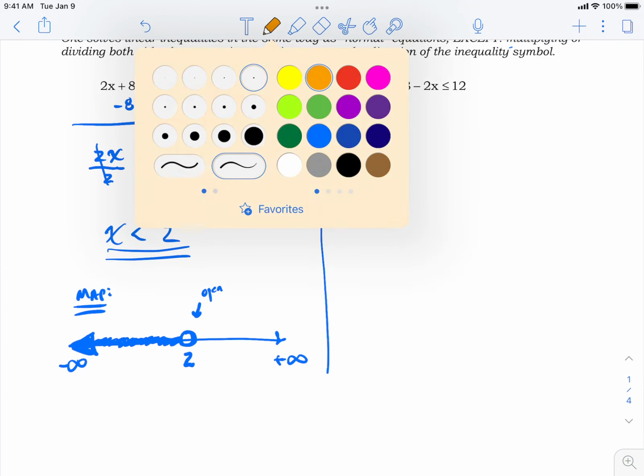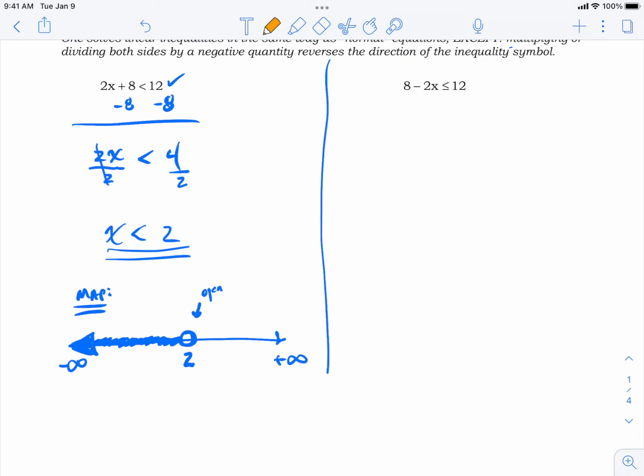Now let's go over to this other inequality and solve this one. So I want to get the x term by itself. The first thing I want to do is subtract 8 on both sides. So I've got a negative 2x. Remember that negative is still there. Negative 2x less than or equal to 12 minus 8, which is a 4.